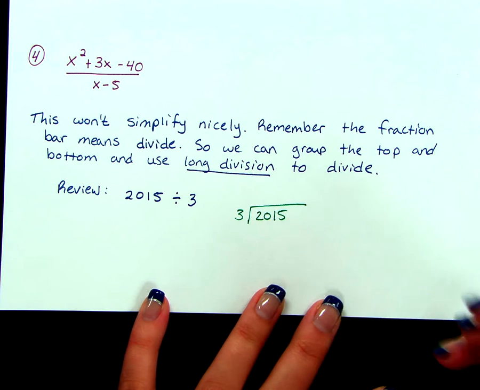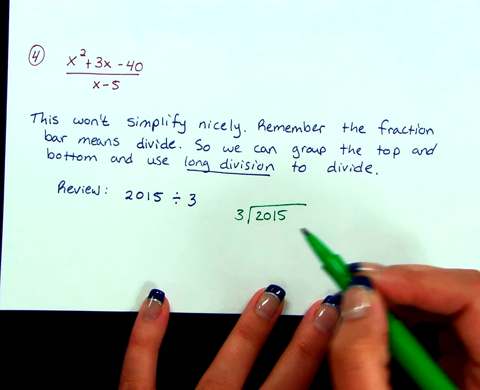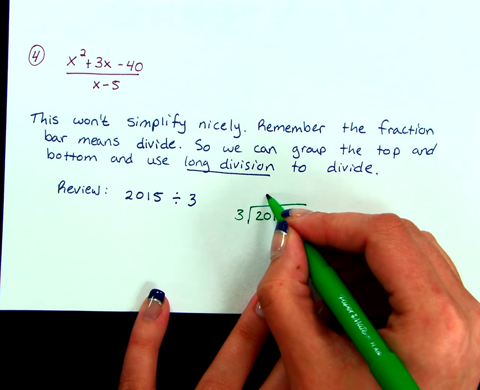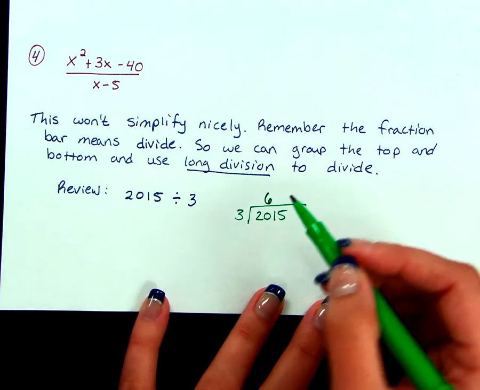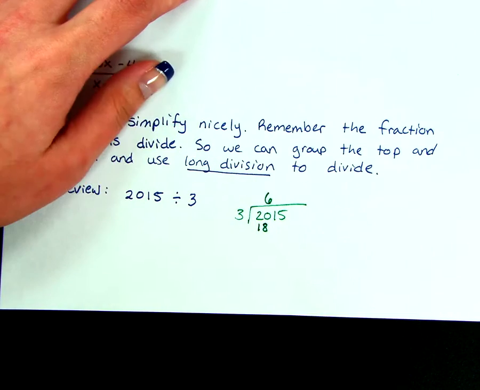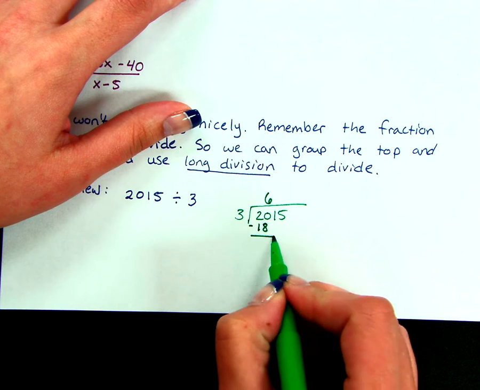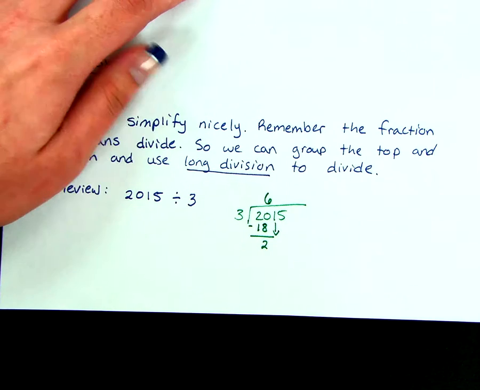So then we go to the 10 spot. So how many times does 3 divide into 20 evenly? And our answer to that would be 6. So I'm going to write 6 at the top. Then we're multiplying. So 6 times 3 is 18. So we write that underneath. And then we subtract. So 20 minus 18 is 2. And then we would bring down the next term.